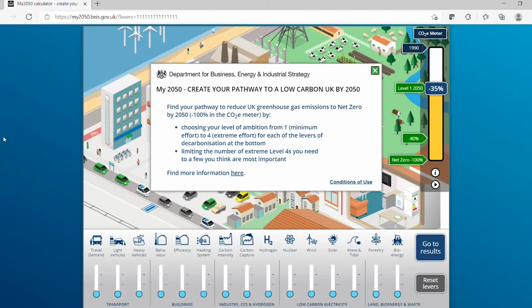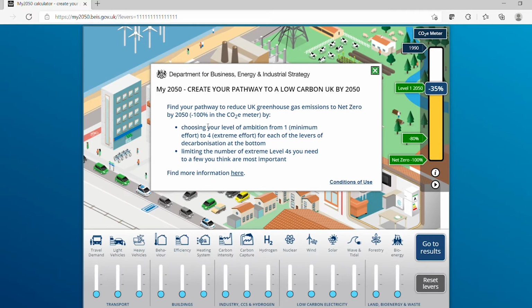I'm going to give you a full run through of how to use this interactive web tool and our accompanying teaching resources. This is the BEIS My2050 carbon calculator. BEIS stands for the Department for Business, Energy and Industrial Strategy. Your task today is to find a pathway to reduce UK greenhouse gas emissions to net zero by 2050.